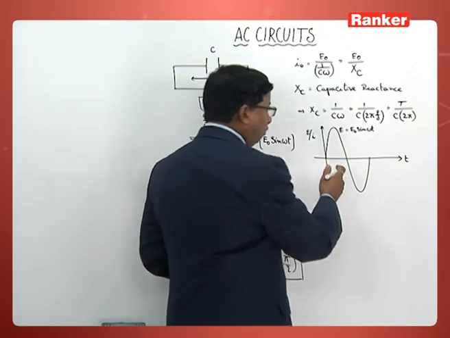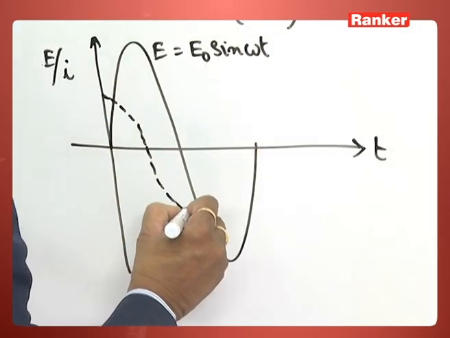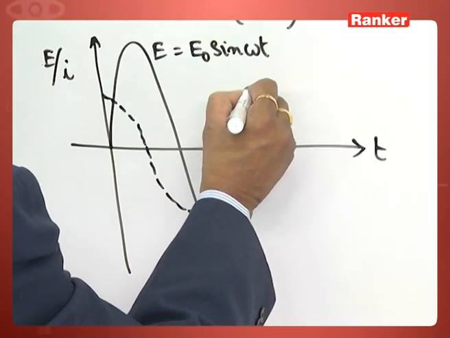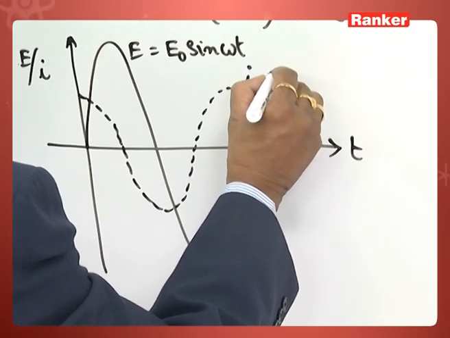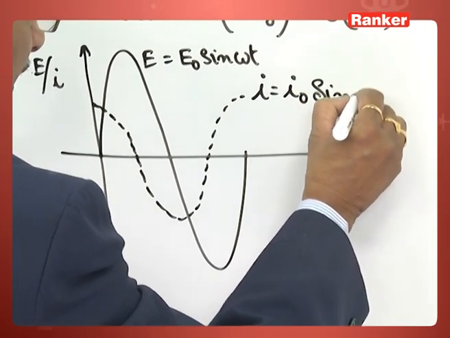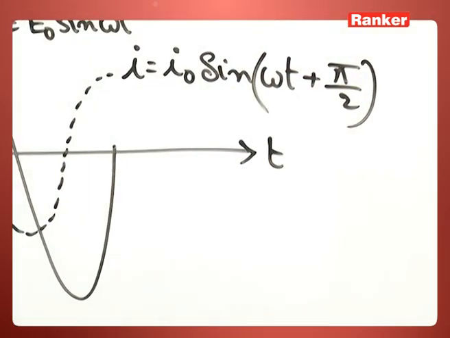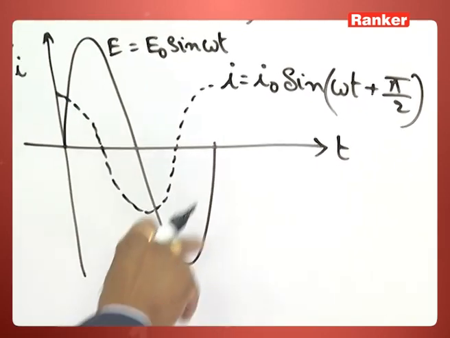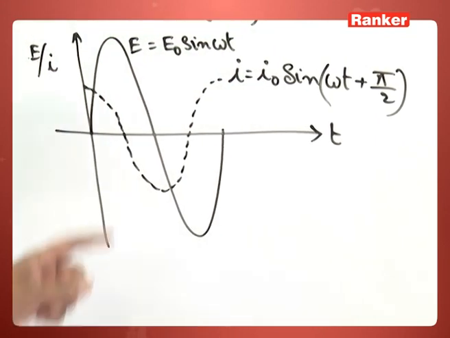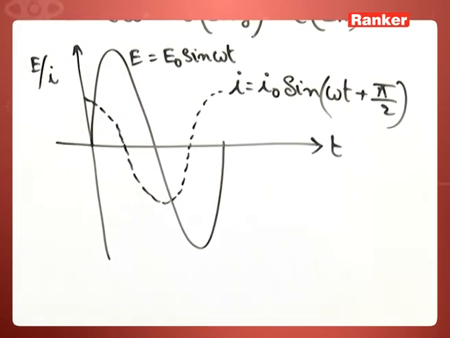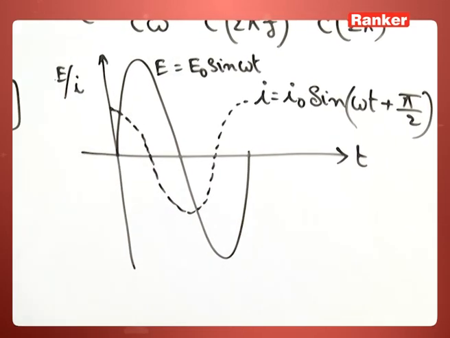So, what can we write now? The other graph for current now should be plotted this way. This dotted one now gives you I is equal to I naught sin omega t plus pi by 2. So, this is the graphical representation for EMF. This is the graphical representation for the current. By looking to this graph itself, one can understand straight away that the current is leading the EMF by pi by 2 radian.